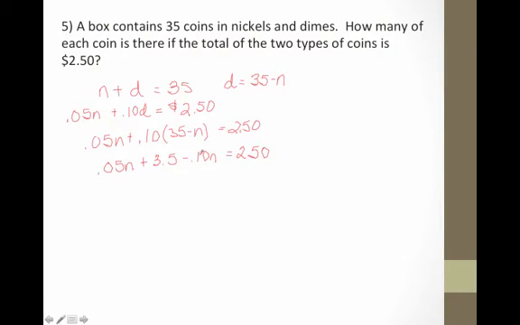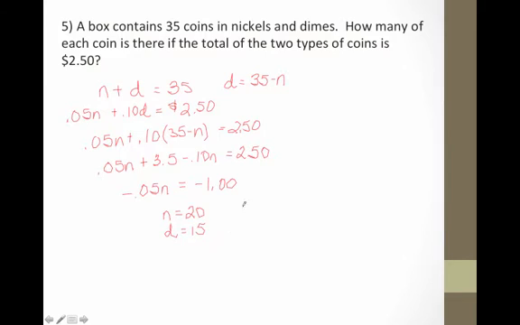And then I'm going to combine my two nickels. So I've got negative 0.05 equals, and I'm going to subtract my 3.50 from the other side. So I have negative 1. And if I divide by negative 0.05 on both sides, I find that my nickels are 20. So I have 20 nickels, which means that if I add 20 and I have to get to 35, then my dimes must be 15.